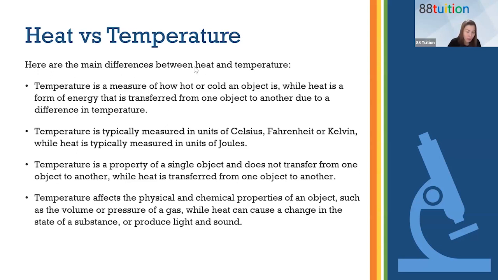Now, main differences between heat and temperature. When I type this out, you see temperature is a measure of how hot or cold. Heat is a form of energy. So this is the way we can differentiate them. One is a measure of how hot or cold. Another one is a form of energy. Temperature is measured in units of degrees Celsius. It can be Fahrenheit, it can be Kelvin. You can see the Kelvin here, yeah?